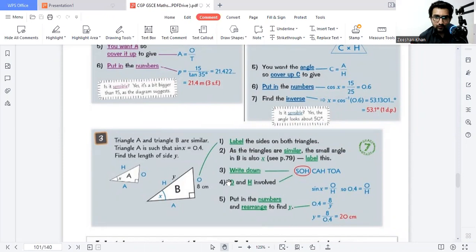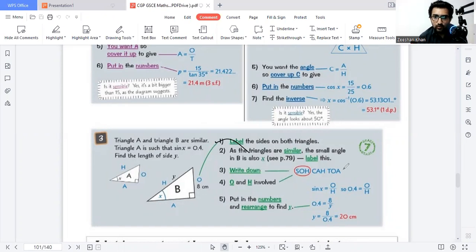All right, so this one is again the same thing, having given label the sides of both the triangles. So you can see opposite to the 90 degree is hypotenuse, opposite to the angle is opposite, adjacent. So this is called label. So it means you have labeled the sides of both the triangles. As the triangles are similar, the smaller angle B is also x. So both of them are x.